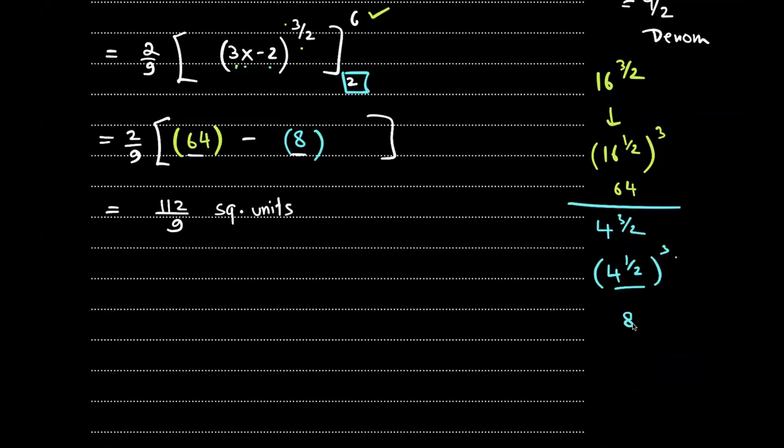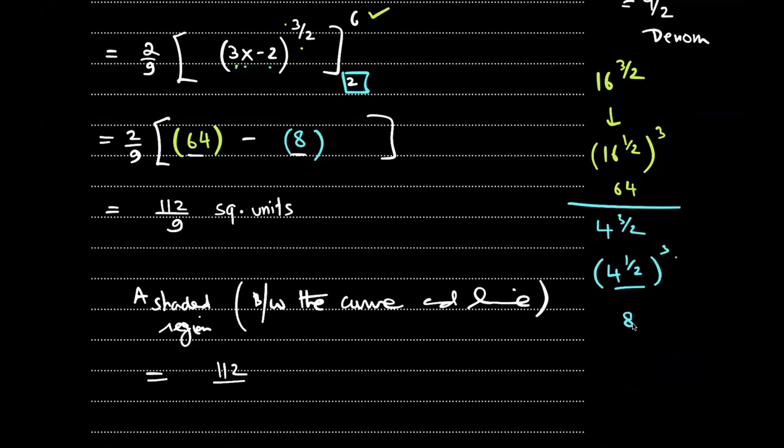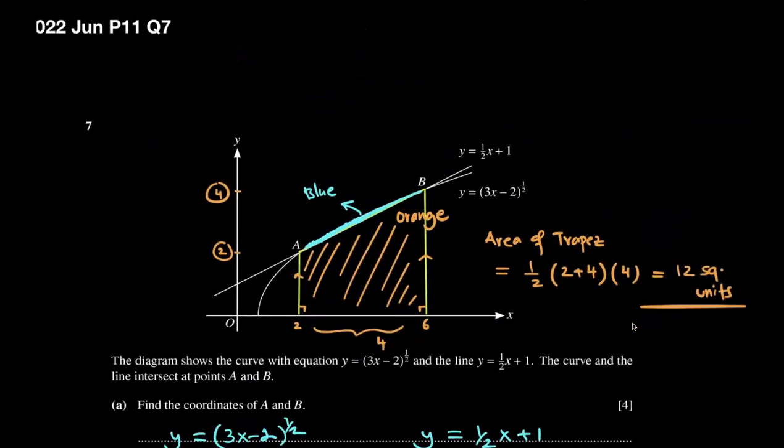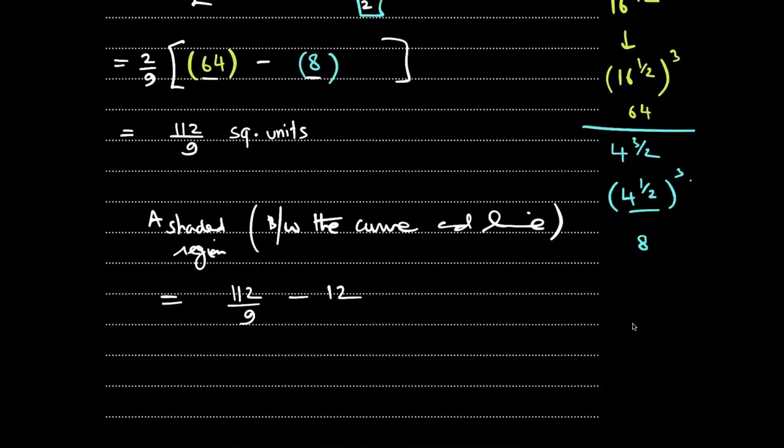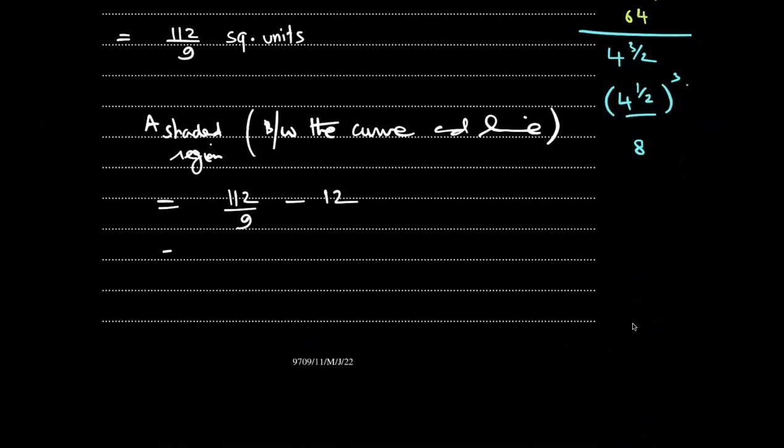So therefore, the area of the shaded region, the area between the curve and the line, whether it's shaded or not, that is what we are looking for. So that is 112 over 9 minus how much, which is 12. So therefore, I think the line is at the top. Okay, the curve is at the top. So now the curve is at the top and this is at the bottom. So this simplifies and we get the answer as how much? That is 4 over 9 units square. That is the answer of this shaded region.